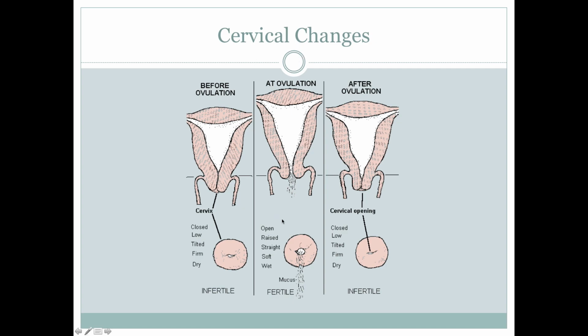At ovulation, the cervix actually rises. It opens, so you can see an actual opening through a speculum, or women can feel it, and it's soft like the tip of your nose. It becomes squishier, and it's very wet because there is a really large amount of thin alkaline mucus being made during this time.